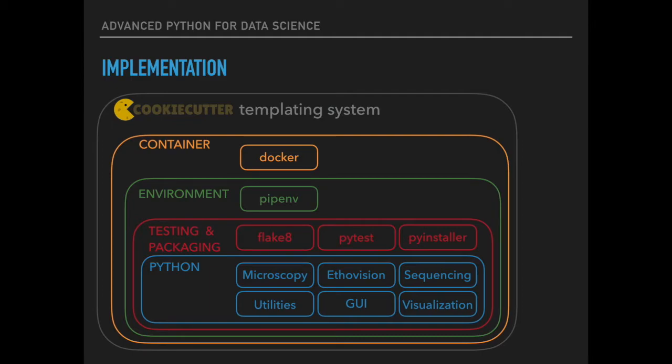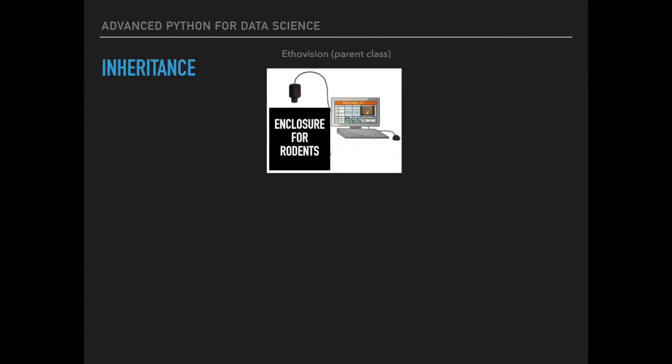Now let me explain how advanced Python constructs were leveraged to implement the Python modules. Inheritance was used in the context of animal behavior analysis. Ethovision is a commercial software that allows recording and tracking of rodents in a given enclosure, but the system can be used with any enclosure.